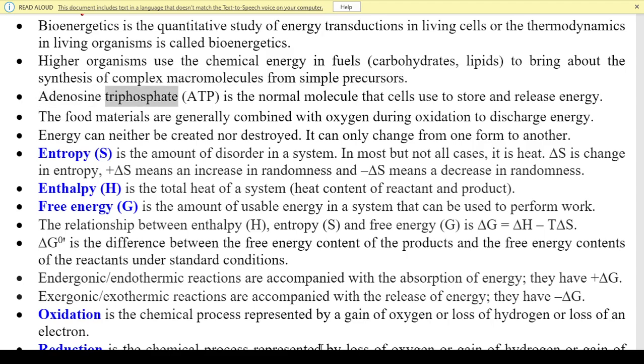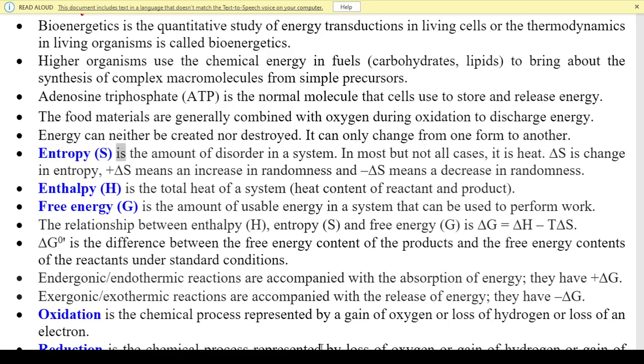Adenosine triphosphate, ATP, is the normal molecule that cells use to store and release energy. The food materials are generally combined with oxygen during oxidation to discharge energy. Energy can neither be created nor destroyed. It can only change from one form to another.